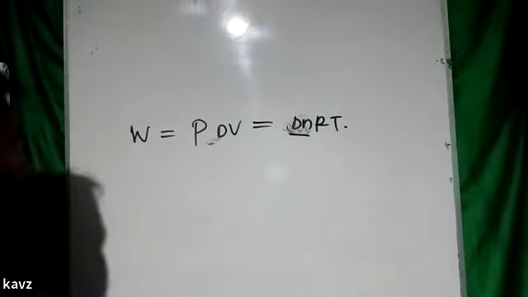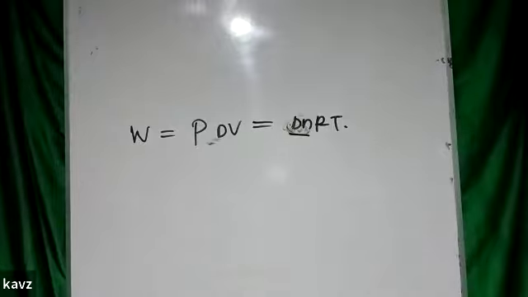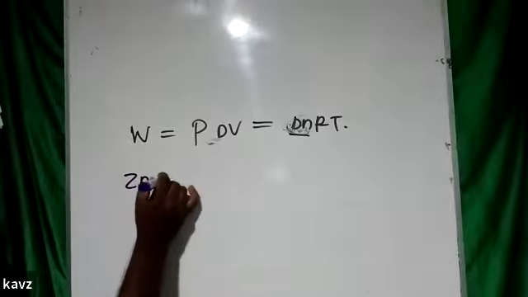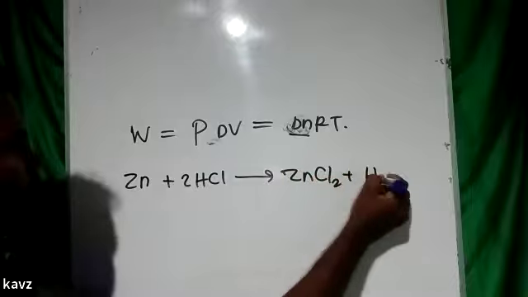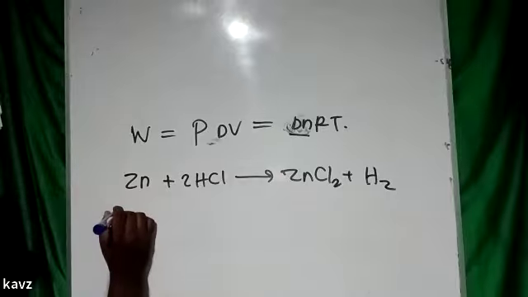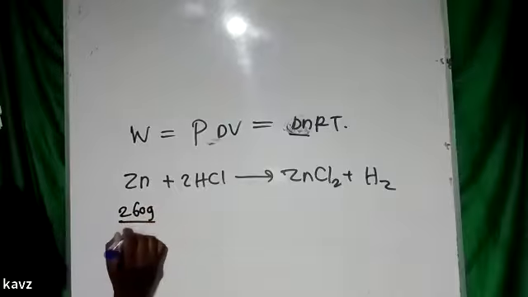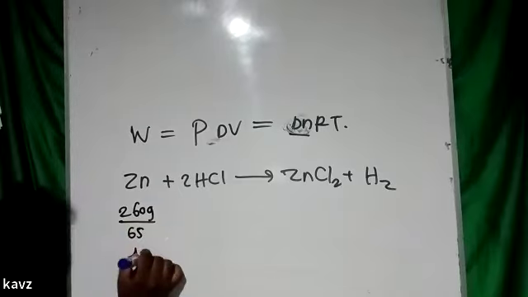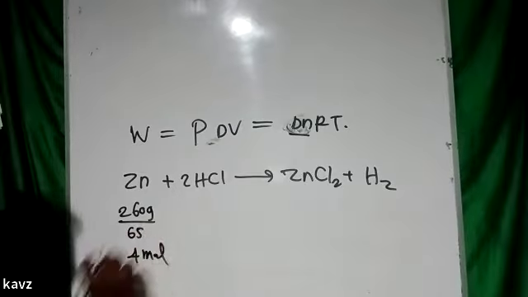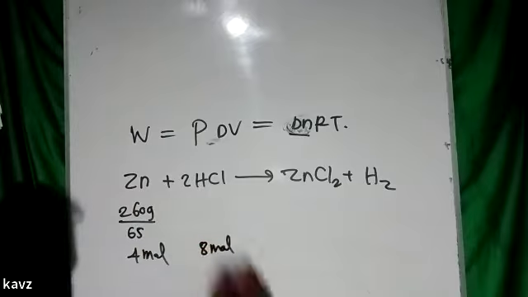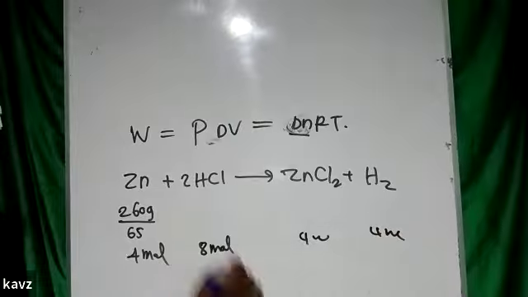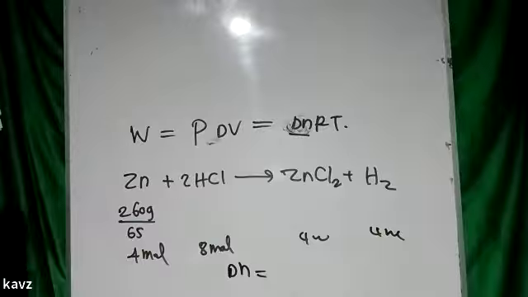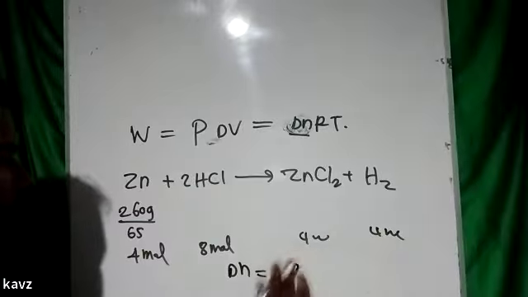First of all, we have to find out what is delta n. Delta n is the difference of moles in the reaction. It says zinc and HCl give zinc chloride and H2. Zinc uses 260 grams, the molar mass is 65, so it becomes 4 moles. According to the stoichiometry, 1 to 2 means there are 8 moles of HCl, 1 to 1, 4 moles, 1 to 1, 4 moles.